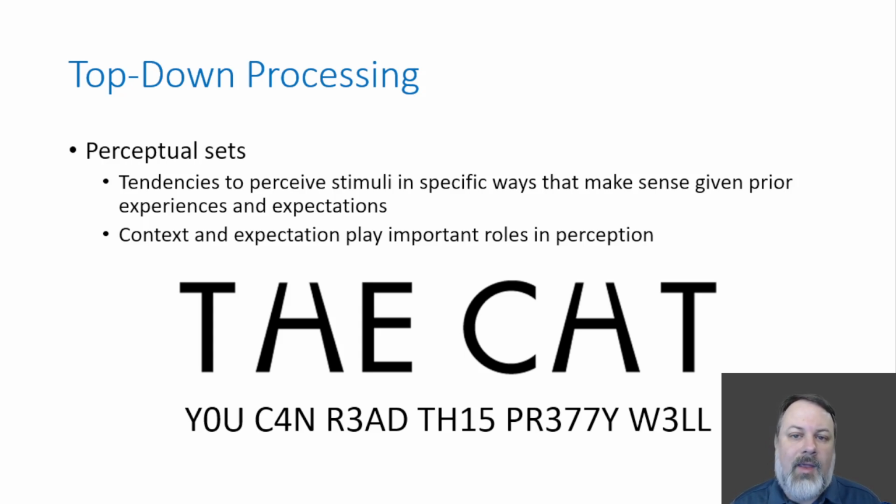The same goes for the next example as well, that you can read this pretty well, even though letters are substituted with numbers, because you have prior experience with words and how things are spelled. You can still interpret this without looking at it as a C4N that doesn't make any sense. You can understand that that is representing the word can.